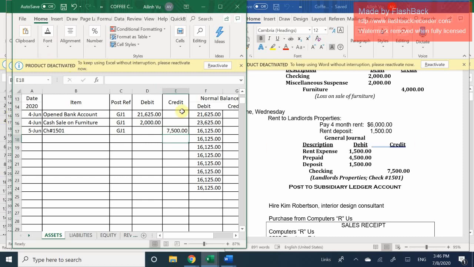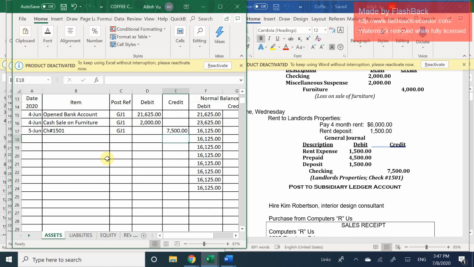Now, because I entered in that information and I did my formula, right? I did 1 above, add my debits or subtract my credits, and I get a running balance. So now my new balance as of June 5th is going to be 16,125. All right. I'm checking.